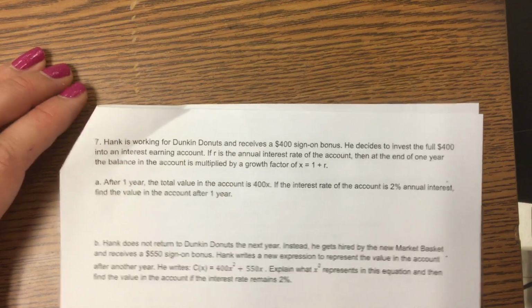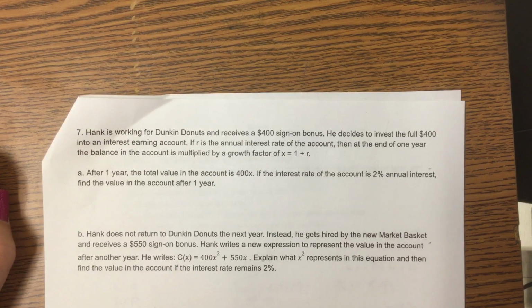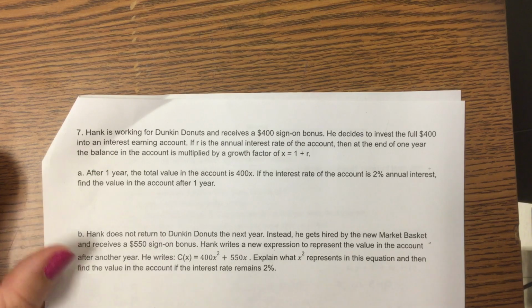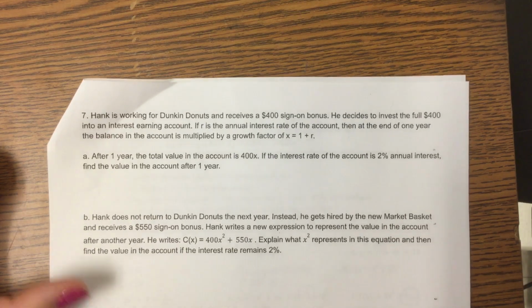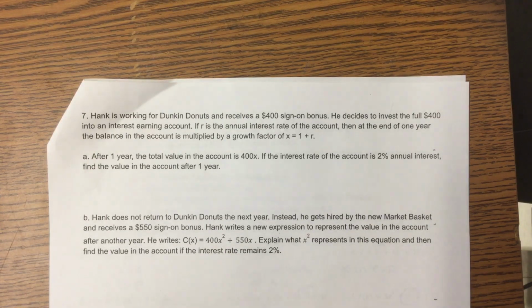Hank is working for Dunkin' Donuts and receives a $400 sign-on bonus. He decides to invest the full $400 into an interest earning account. R is the annual rate of interest, and at the end of 1 year, the balance in the account is multiplied by a growth factor. So X is 1 plus R. After 1 year, the total value in the account is 400X. If the interest rate is 2%, find the value in the account after 1 year.